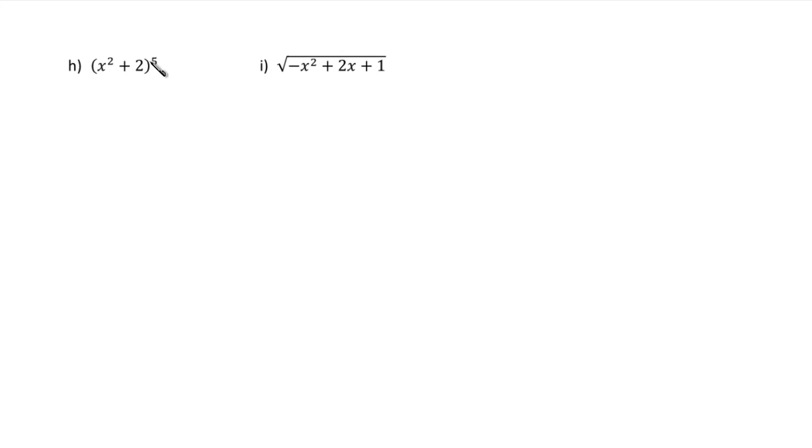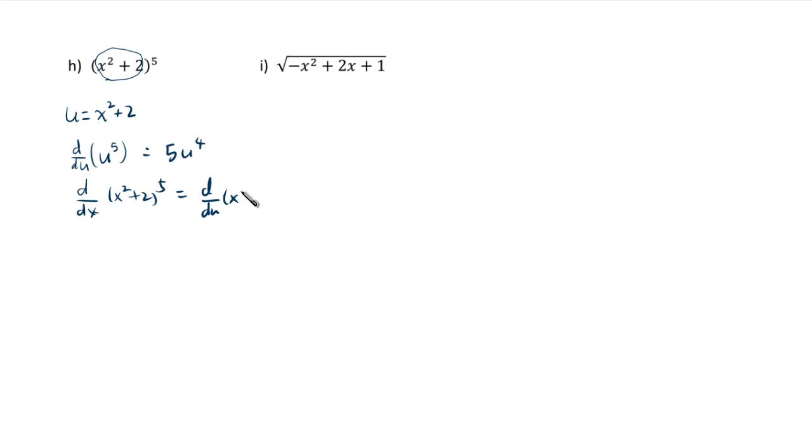Next, (x squared plus 2) to the 5th power. This time it's the chain rule because this x squared plus 2 is inside the 5th power function. Okay, so we can do something like u equals x squared plus 2, so that the above looks like u to the 5th power, and when you differentiate this by du, that's 5 times u to the 4th power. And therefore, differentiating (x squared plus 2) to the 5th power is like differentiating this by u times du dx. That's the chain rule, right?